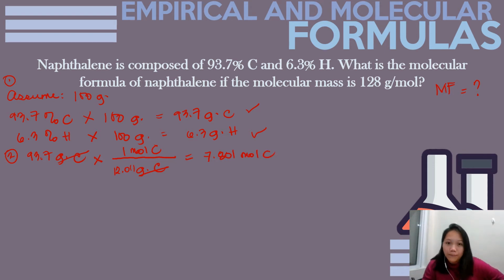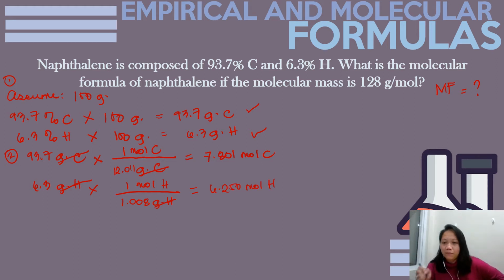Of course, next step, hydrogen naman. So you have hydrogen, which is 6.3 grams of hydrogen times, for every 1 mole of hydrogen, you have 1.008 grams of hydrogen. So you cancel the grams of your hydrogen, you already have the moles of your hydrogen. Simple mole concept. So you have 6.250 moles of your hydrogen.